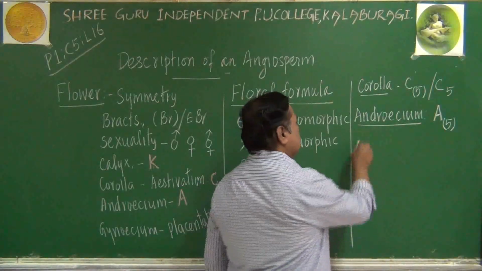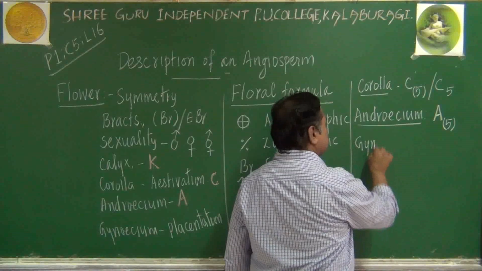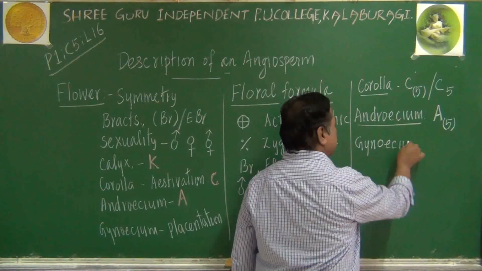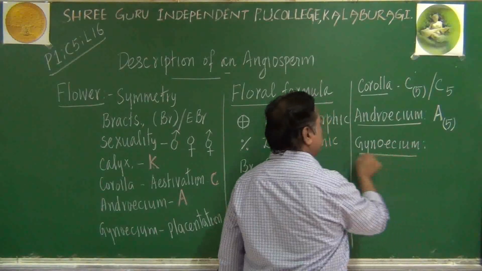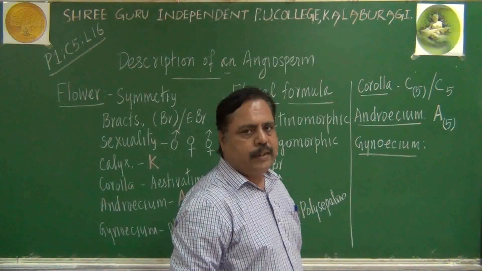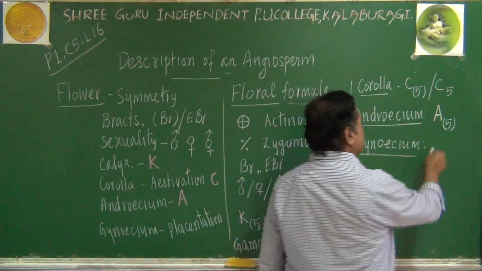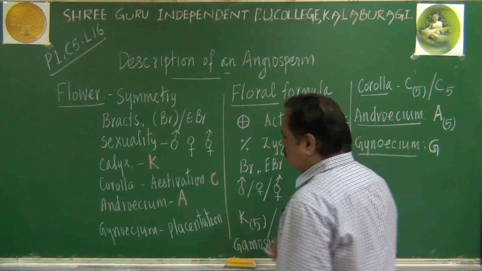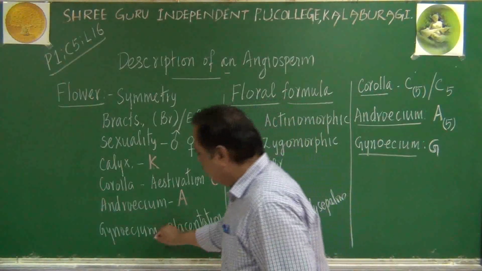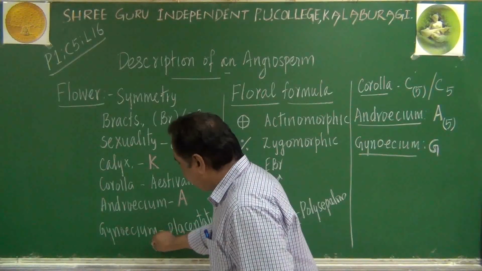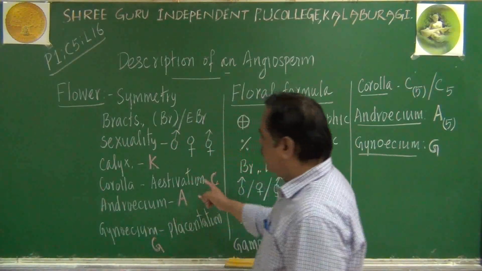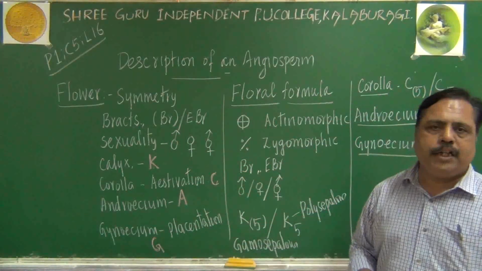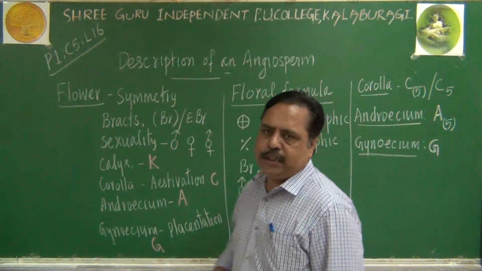Next to this, gynoecium is the next part of this flower. For that we are using one symbol. Gynoecium is represented with G, I can write. So G refers to gynoecium. K for calyx, C for corolla, A for androecium, G for gynoecium.